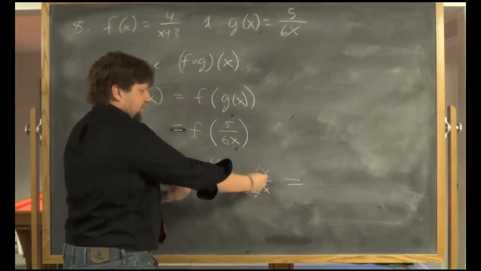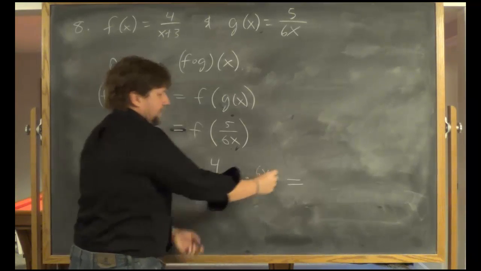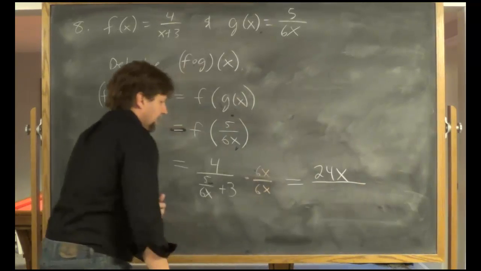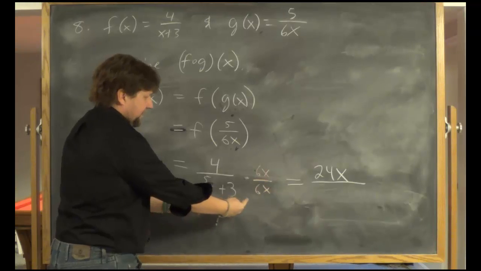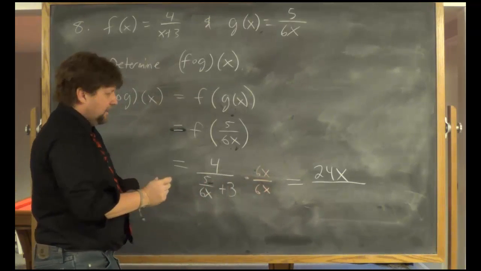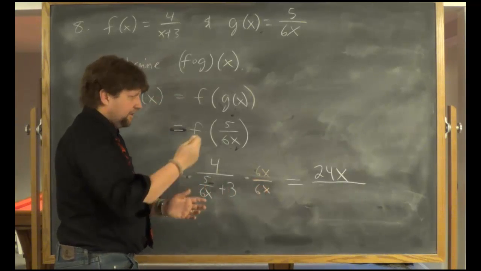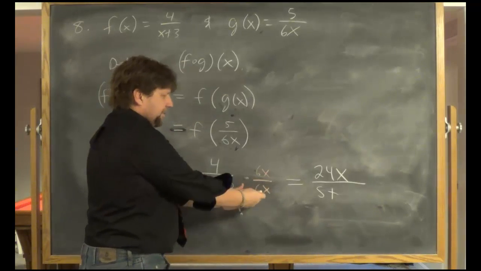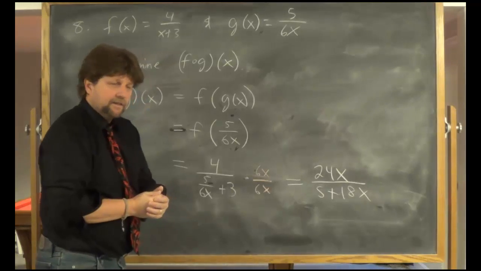Remember to multiply two fractions together. It's numerator times numerator. So that gives me a 24x. And then it's this denominator here, 5 over 6x plus 3 times 6x. Well, when 5 over 6x gets multiplied by 6x, you're just left with 5. And then when 3 gets multiplied by 6x, you have an 18x.